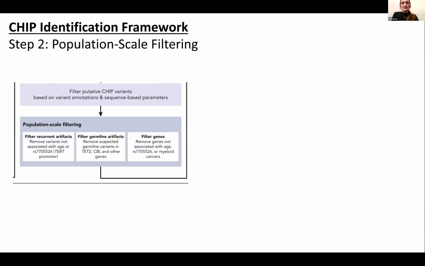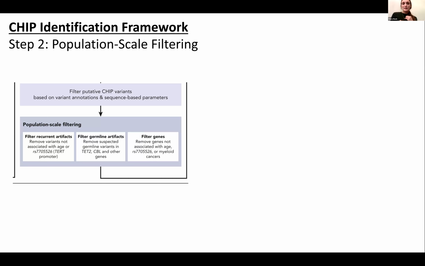And so again, the next step is our population scale filtering. The idea here is that we want to make sure that the filtering can be adapted for the population or the cohort at hand, because every cohort is going to have different artifacts that show up depending on how the sequencing was done. There are going to be different germline variants that might sneak in. So there's going to be a lot of variation that you need to filter out.